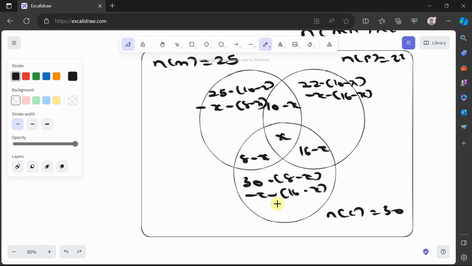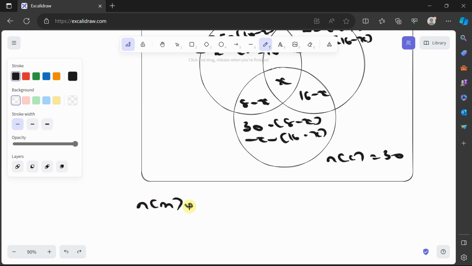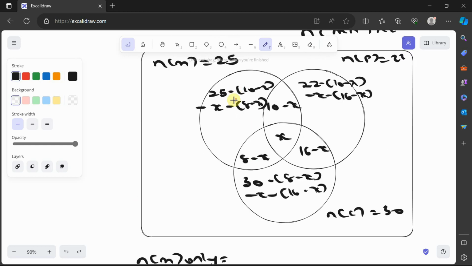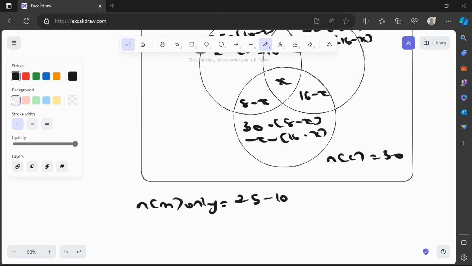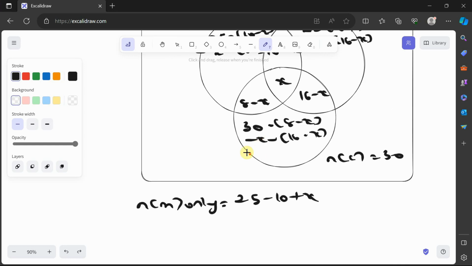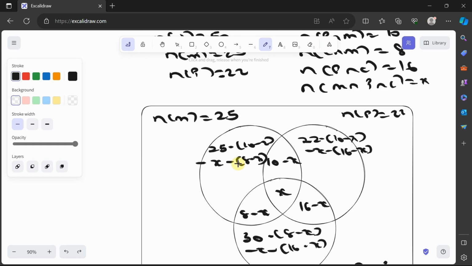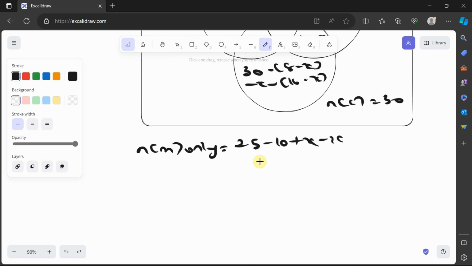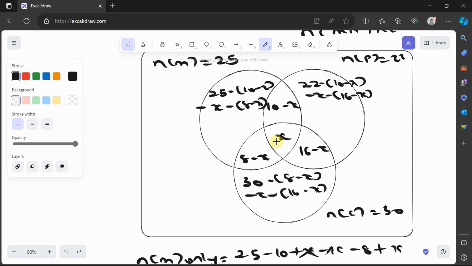So I can do this and say number of m only will just be what? 25 minus 10. I'm opening the bracket. So minus times minus is plus. That will be plus x. What else do we have again? We have minus x. Minus times 8 will be minus 8. Then minus times minus will be plus. So that will be minus 8 plus x. So minus x and plus x, those ones will cancel out. 25 minus 10 is 15. 15 minus 8, that will give you 7. So 7 plus x, that's people that study maths only. So after resolving all of these guys, we have 7 minus x. Let's go to the next one.